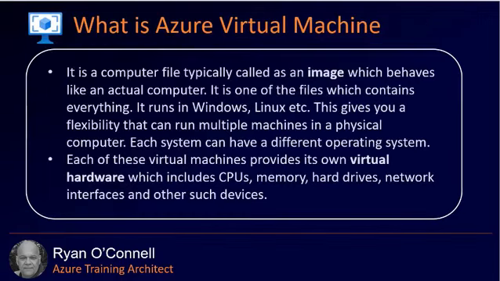Again, what is a virtual machine? A virtual machine is typically a file called an image which behaves like a computer. It's one of the files which contains everything. It runs Windows, Linux, and etc. This gives you the flexibility that you can run multiple machines on a physical computer. Each machine can have a different operating system, and each of these virtual machines provides its own virtual hardware, which includes CPU, memory, network adapters, hard drives, interfaces, and other devices.